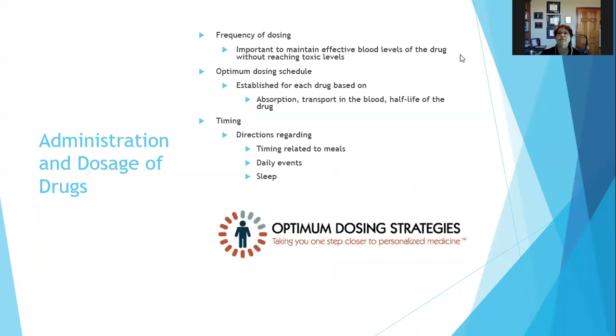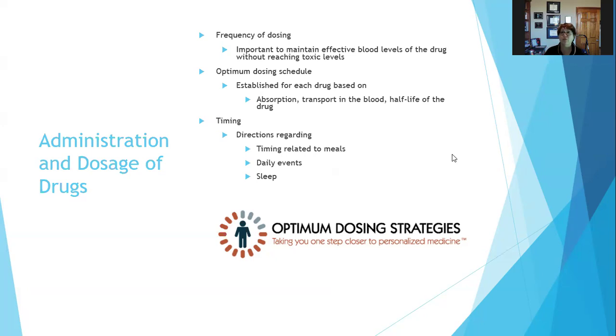So the frequency of dosing, like how often do you have to take it to maintain effective blood levels without reaching toxic levels? So the pharmacologist has to come up with an optimum dosing schedule for each drug based on the absorption, the transport, and the half-life of the drug. And the half-life of the drug is how quickly it is eliminated from the body. So the timing is usually specified on the prescription.